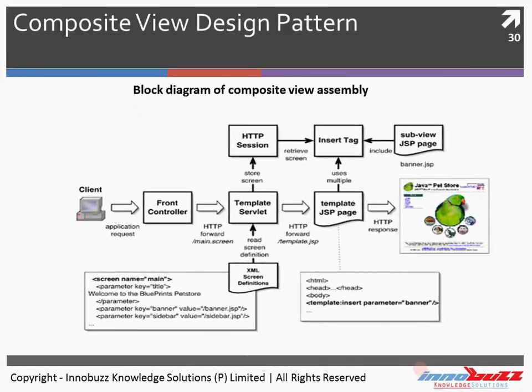This is the block diagram of composite view assembly. Here there is a client with a request which passes through the front controller. We have already discussed the front controller design pattern. It will take the request and forward the HTTP request to the appropriate servlet. Finally, the servlet uses the JSP page, which is composed of many templates.